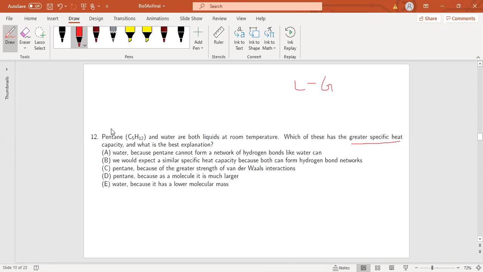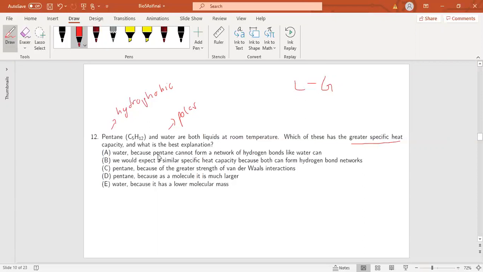So let's look at pentane. Pentane is nonpolar, very hydrophobic, right? While water is very polar, and it's going to be the opposite, right? Hydrophilic. So I'm just going to write polar. So let's remember these for now. Water, so let's look at answer choice A, water, because pentane cannot form a network of hydrogen bonds like water can. Well, that sounds pretty right to me.